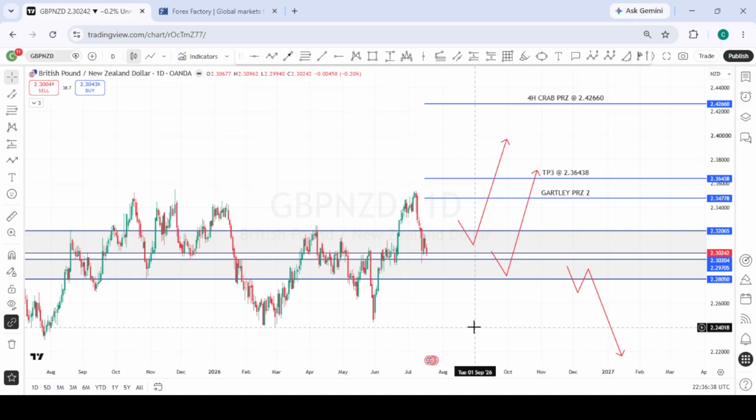But on EURNZD, it's very clear that it's very bearish. But for GBPNZD, it still has potential or possibility of buying, but it's not yet confirmed, so we just have to wait.